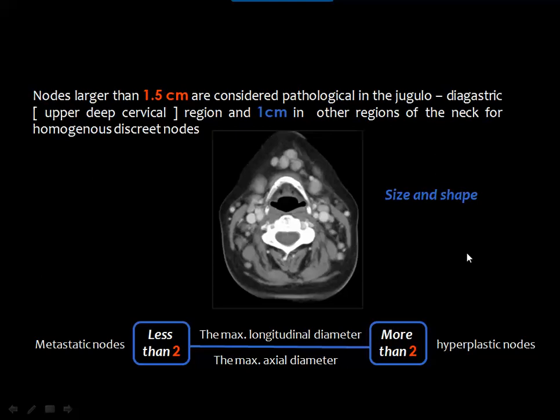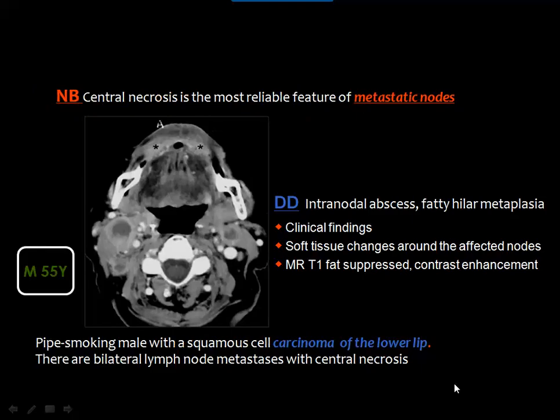Also, they taught us that the normal nodes are usually oval in shape or kidney shape, while the pathologic nodes may be rounded or lobulated, for example. Then you see here a group of lymph nodes in the submental area. This is the submandibular salivary gland on both sides, and you may see some of the nodes deep to the sternomastoid muscle at the level of the hyoid bone, meaning that they are in the upper group lymph nodes.